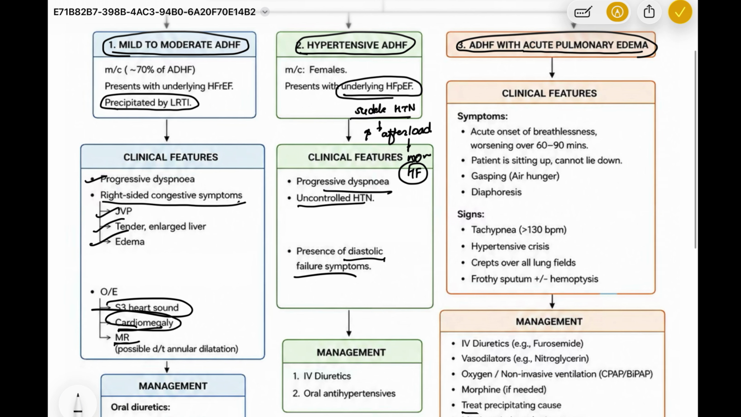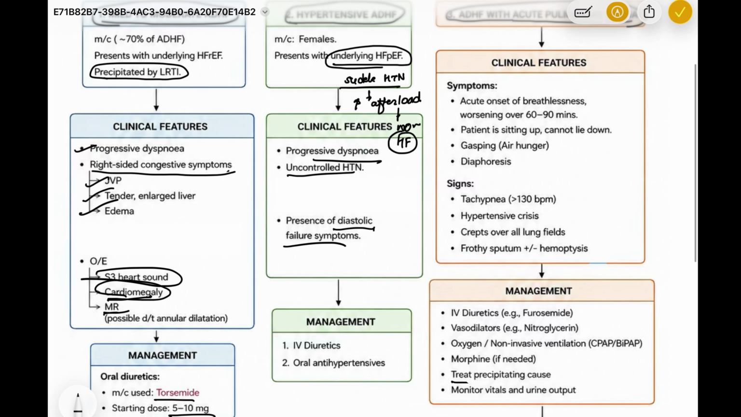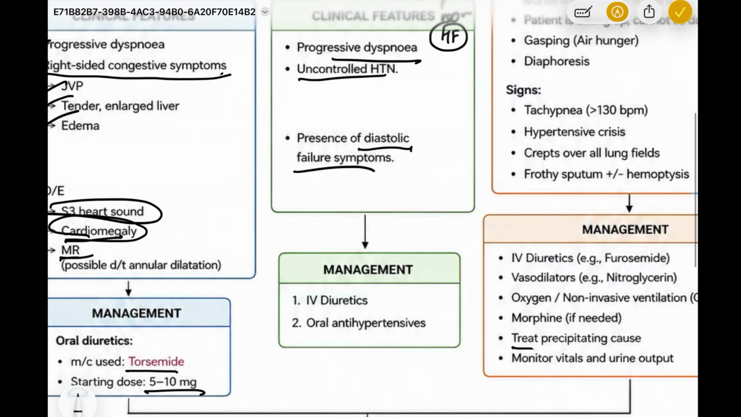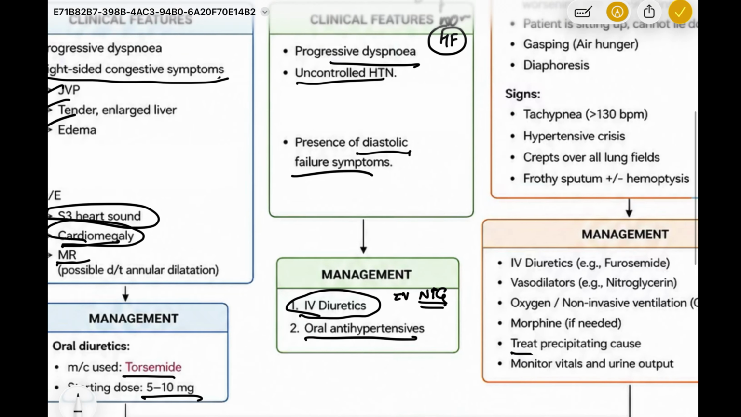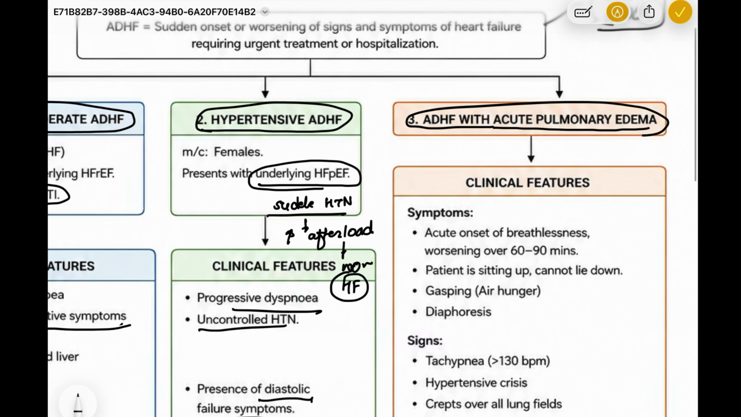Get it? Now what about the management of this hypertensive ADHF? The most important management in this condition is IV diuretics and oral antihypertensives, or we can start with IV NTG as well, right? So this is about the hypertensive ADHF.